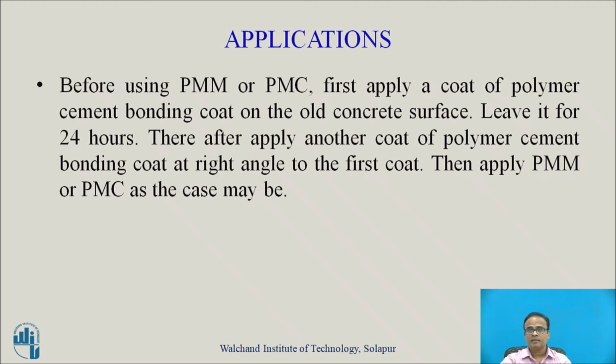So while applying the coat of polymer cement bonding, if you apply it horizontally on the first day, then you have to apply the same coat in the vertical direction. That means at 90 degrees to the original coat that we have applied on the old concrete surface. And then we can use PMM or PMC as per the condition or situation.